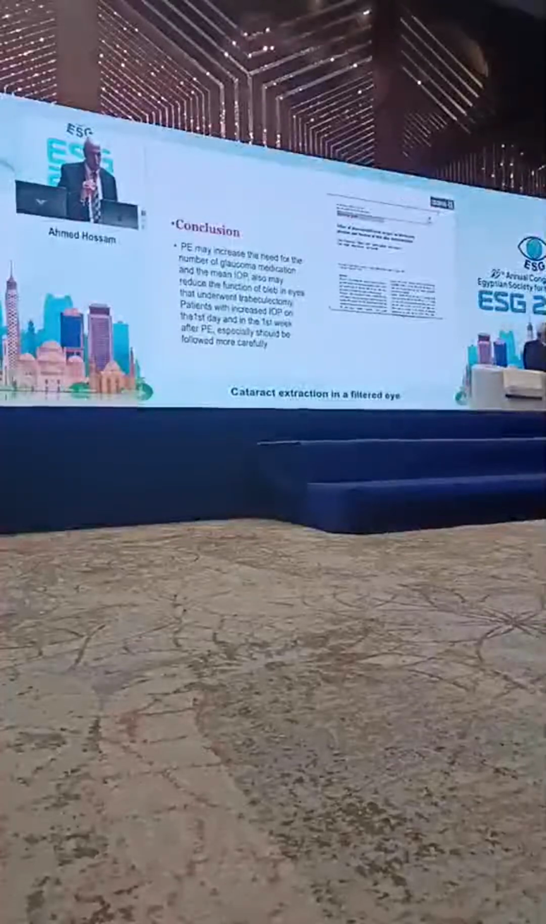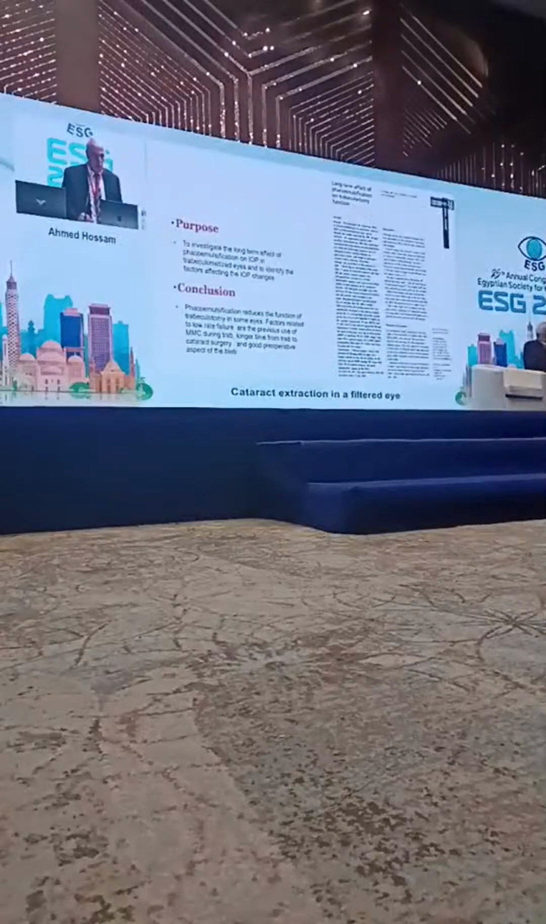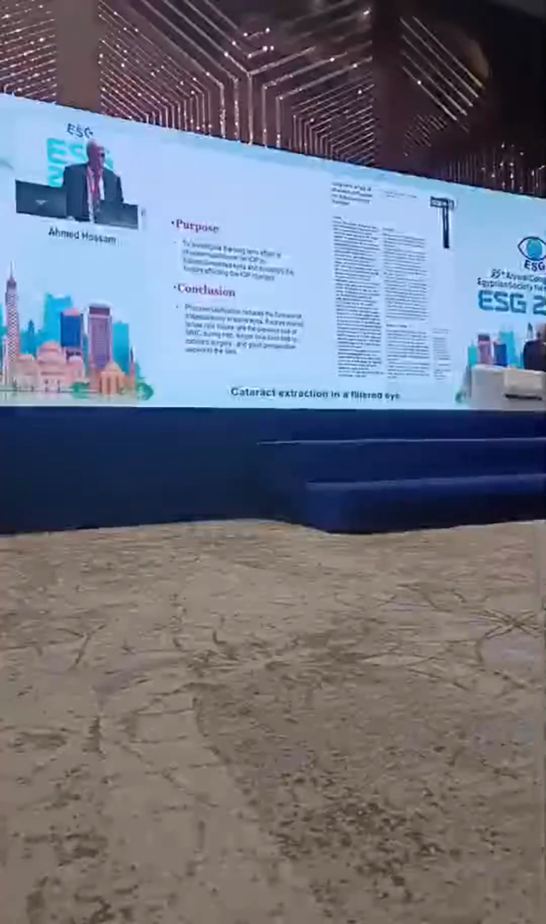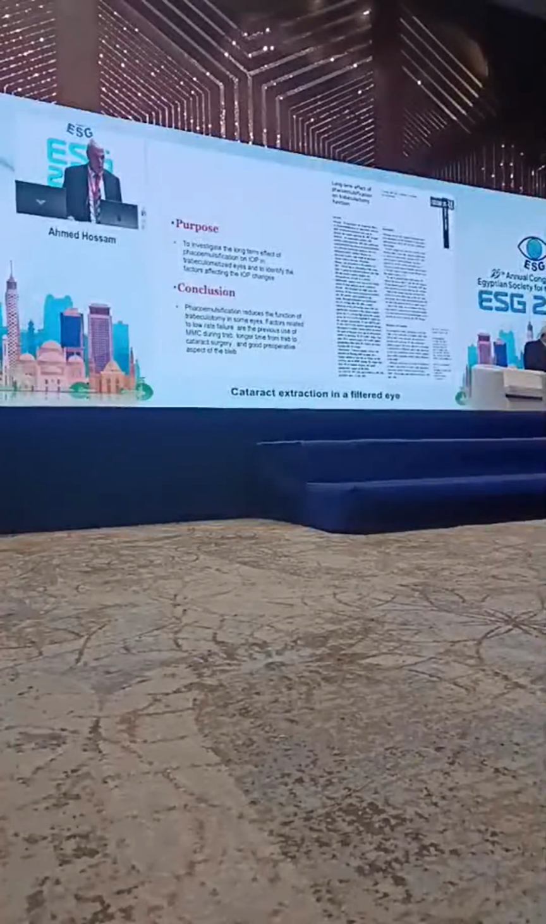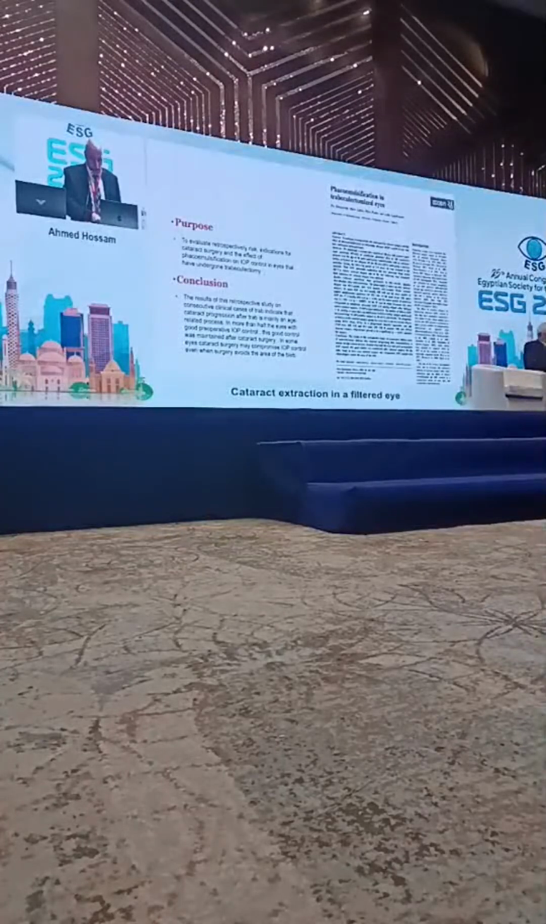If we look at the literature, most of the papers say that phacoemulsification increases the need for more glaucoma medication and an increase in the mean intraocular pressure. Another study showed that phacoemulsification reduces the function of trabeculectomy in some eyes. Factors related to lower rate of failure are previous use of mitomycin during trabeculectomy and a long time from trabeculectomy to cataract surgery. Also, another study showed that phacoemulsification in a trabeculectomized eye led to failure of the bleb.